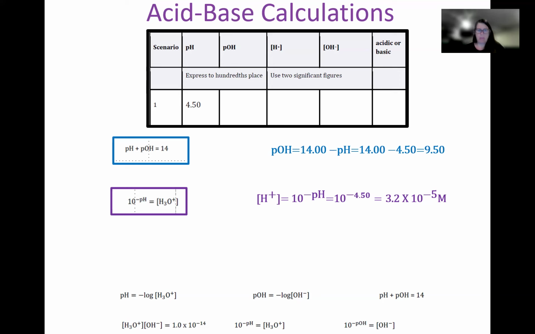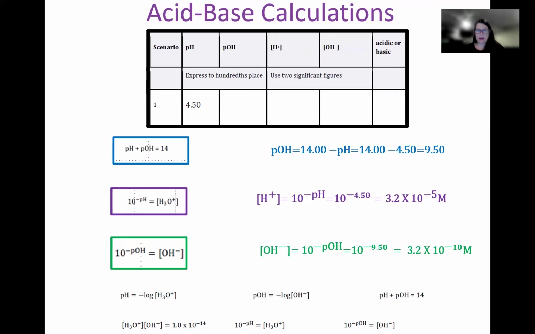And then similarly, I can take that pOH and get to the hydroxide ion concentration using this relationship. So my hydroxide ion concentration in molar is 10 to the minus pOH. That's 10 to the minus 9.50. Punch it in your calculator to get the actual value in correct scientific notation. And you get 3.2 times 10 to the minus 10 molar.